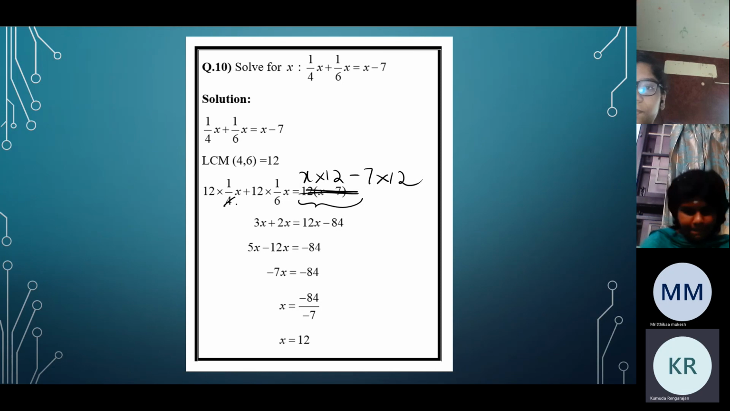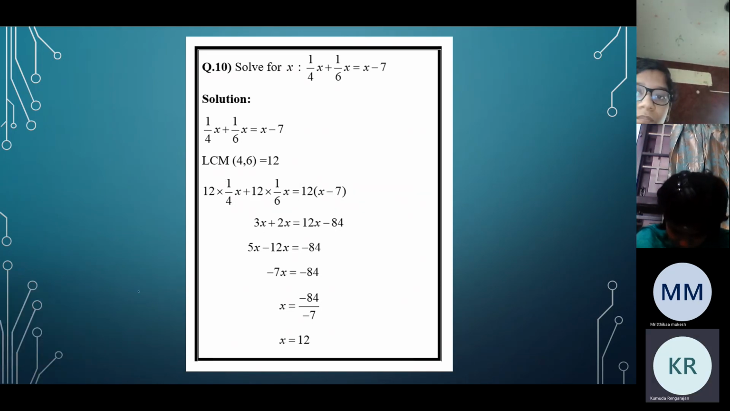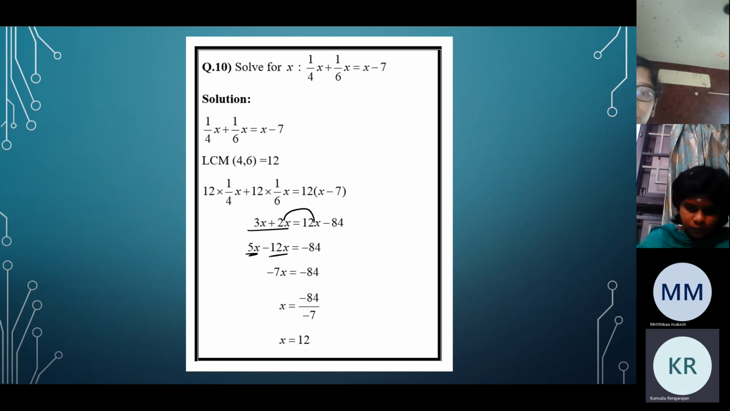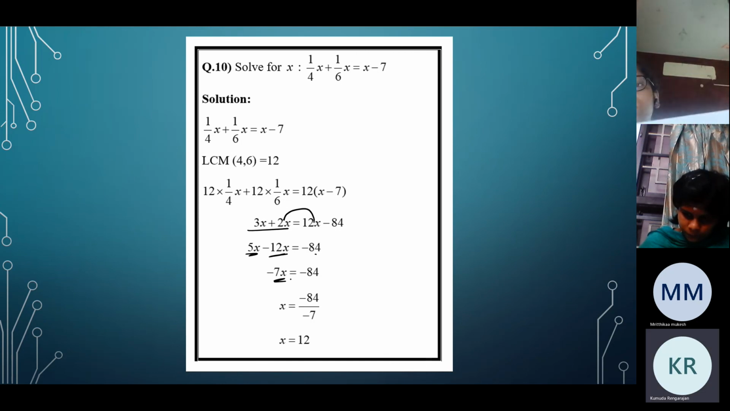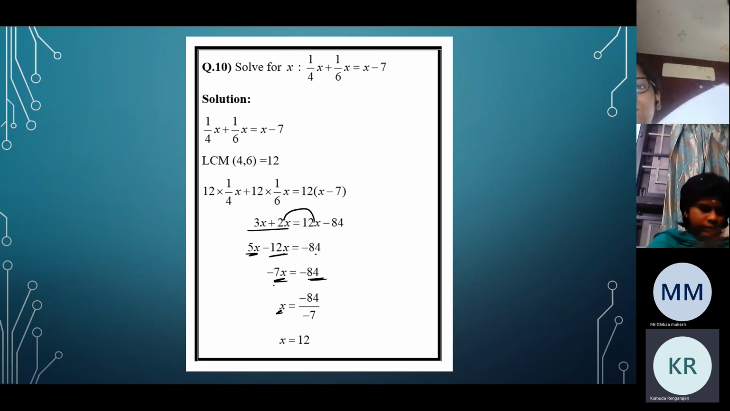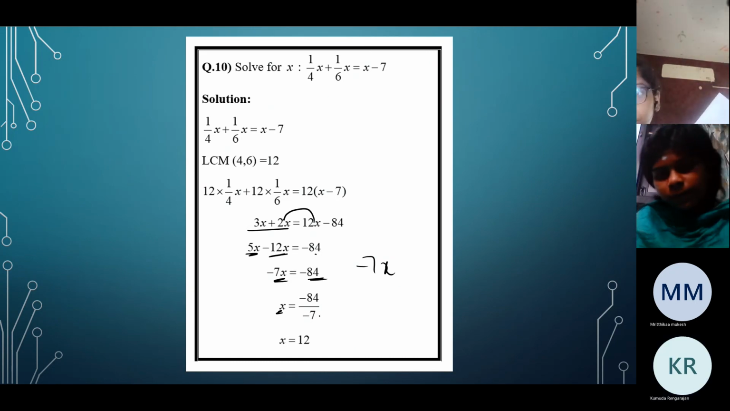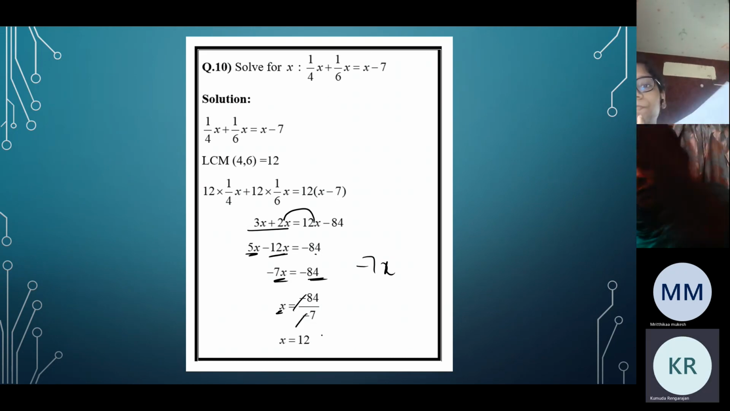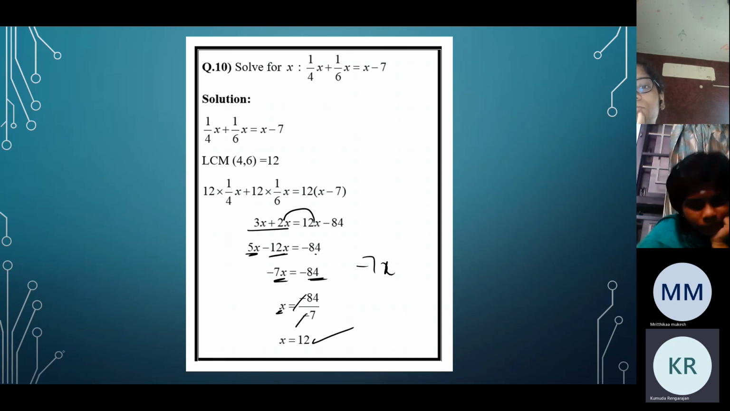That's it. So 4 threes are 12, 6 twos are 12. So 3x plus 2x is equal to 12x minus 84. 3x plus 2x is 5x. And this 12x will travel to the other side as minus 12x, is equal to minus 84. Minus 7x is equal to minus 84. X is equal to minus 84 by minus 7. Minus 7x is multiplication, so it will come for division as minus 7. Minus and minus cancel. X is equal to 12.